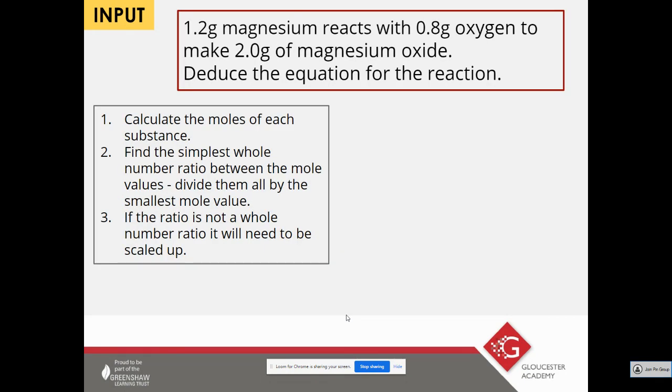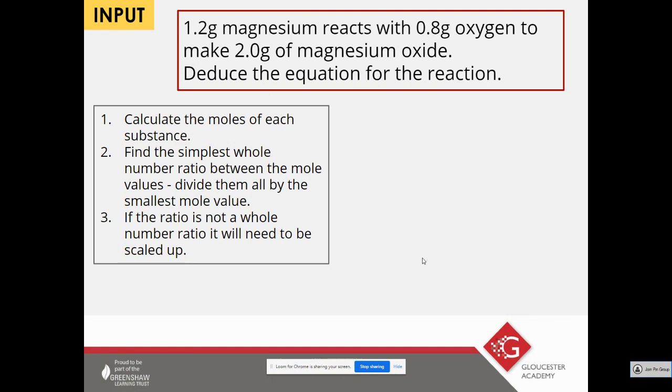I will walk you through this example. You might wish to have your whiteboards at hand so that when we finish describing it, you can make some notes. But I'd like you to listen now. 1.2 grams of magnesium reacts with 0.8 grams of oxygen to make 2 grams of magnesium oxide. We have to deduce the equation for the reaction.